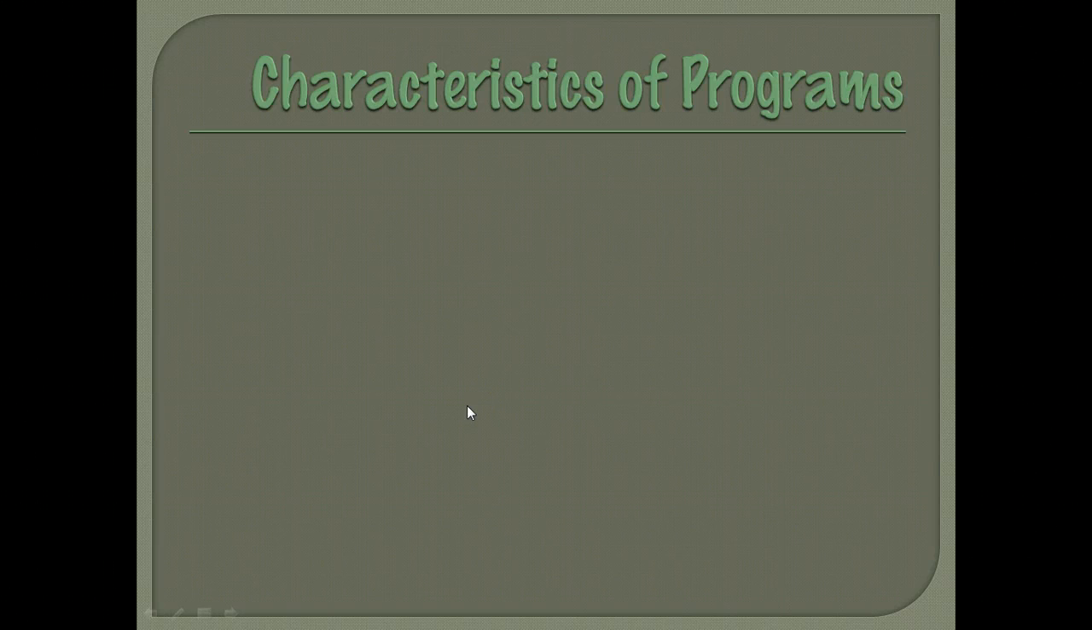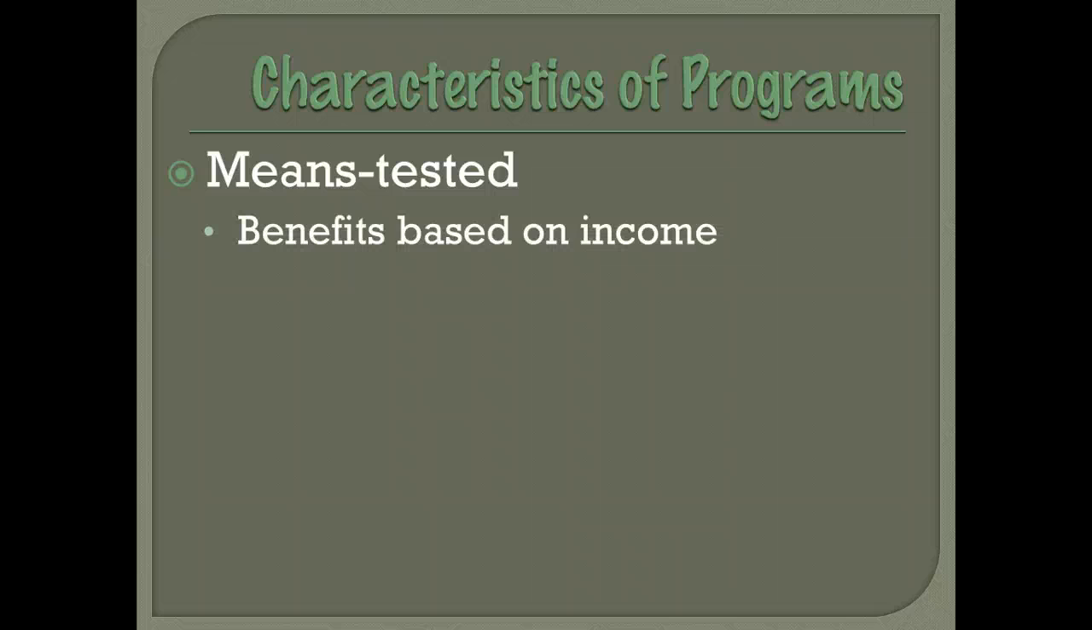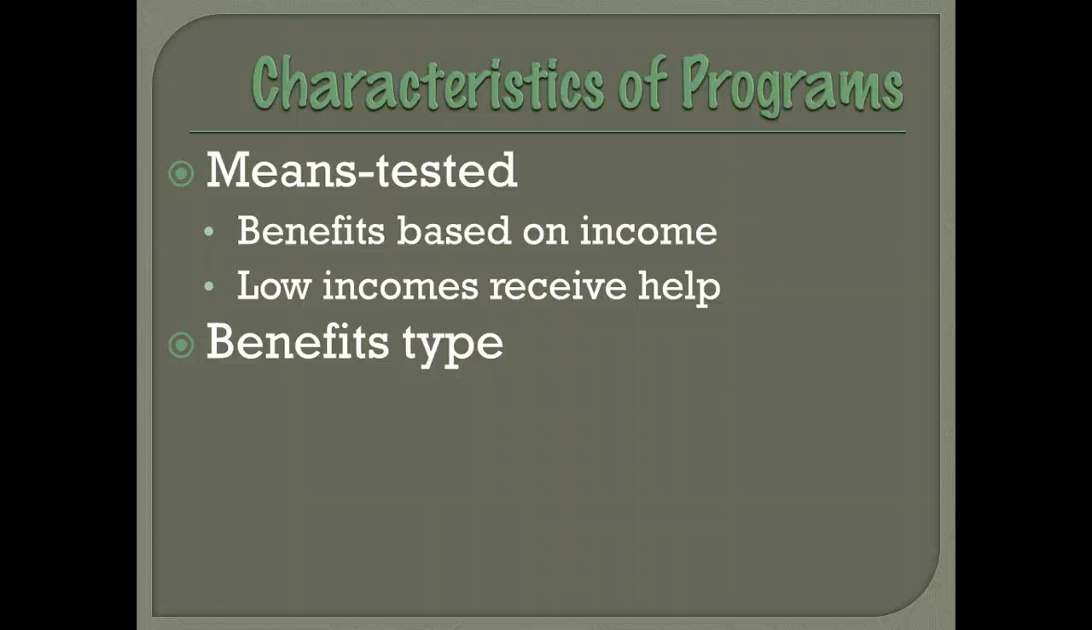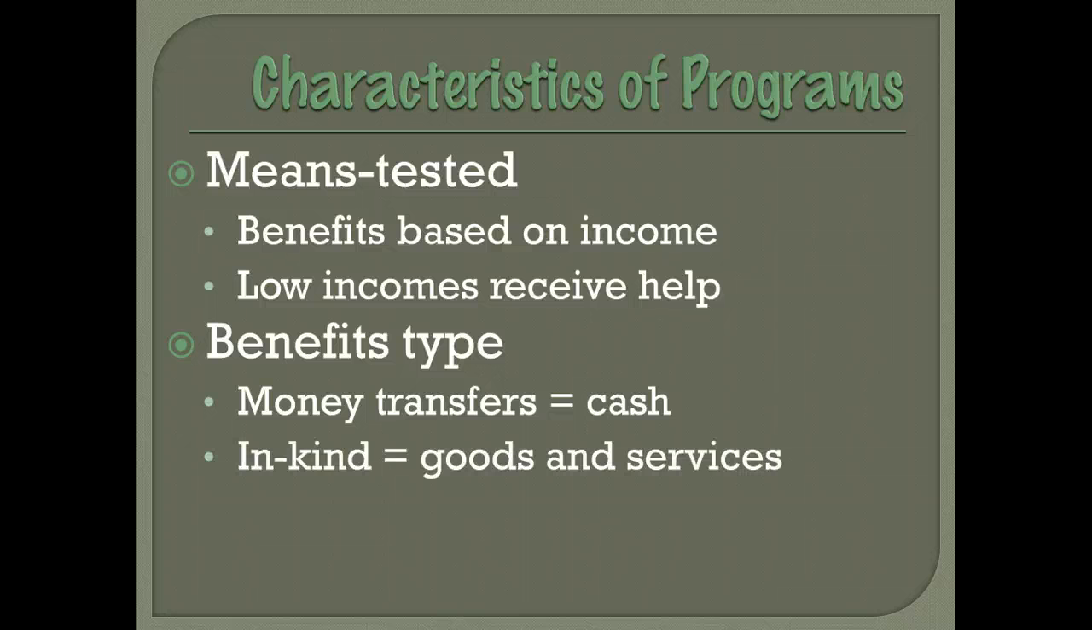There are a number of programs that the government offers to try and deal with poverty, and these programs generally have two characteristics. They tend to either be means tested, which means that your benefits are determined by your income: the more income you have, the less of a benefit you receive, and the lower your income, the more help you receive. The other characteristic is whether the program is a money transfer or an in-kind contribution. That is, whether the program is giving you straight cash or whether you're receiving goods and services in lieu of cash to help deal with an issue.